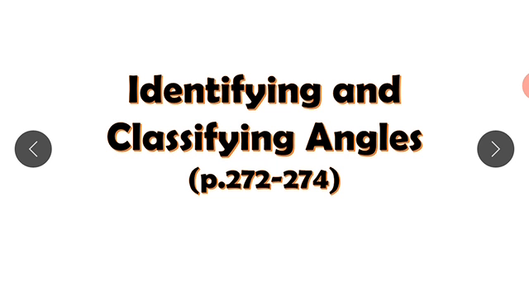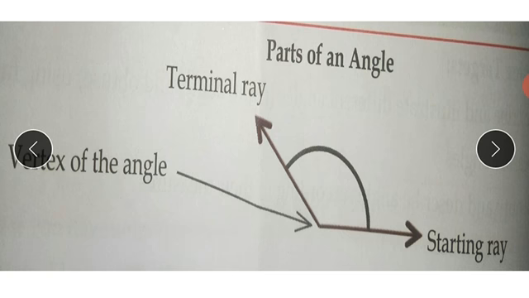Our topic for today is identifying and classifying angles that you can find on pages 272 to 274. So first is the parts of an angle. We have the starting ray, the terminal ray, and the vertex, where the starting ray and terminal ray meet. So this one is the vertex.